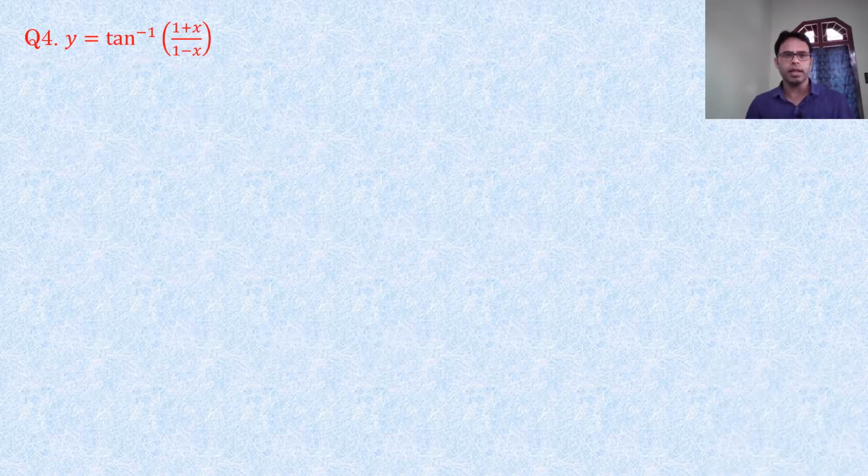Next, number 4, y is equal to tan inverse of 1 plus x by 1 minus x. No doubt here again you can use the direct formula for dy/dx of tan inverse, considering this total function as x. So what is the formula, you see?